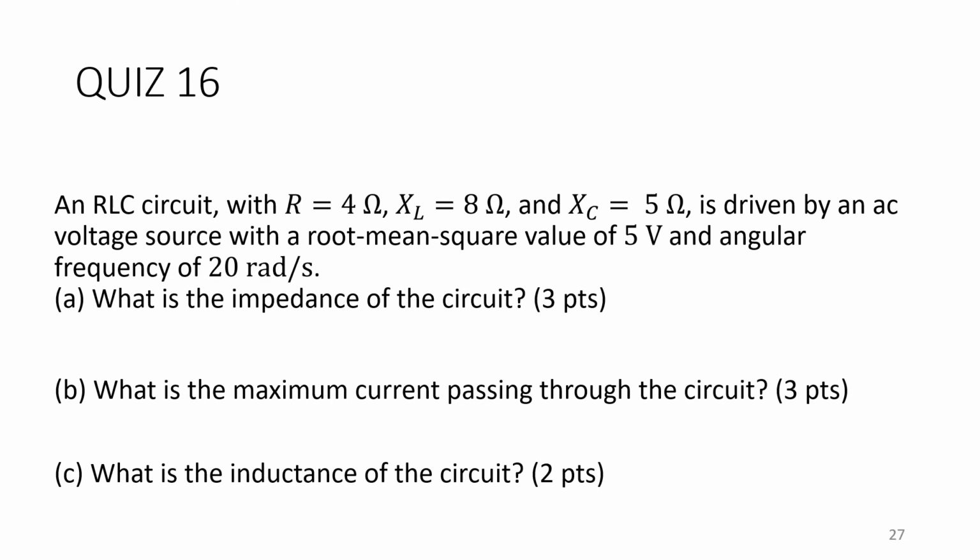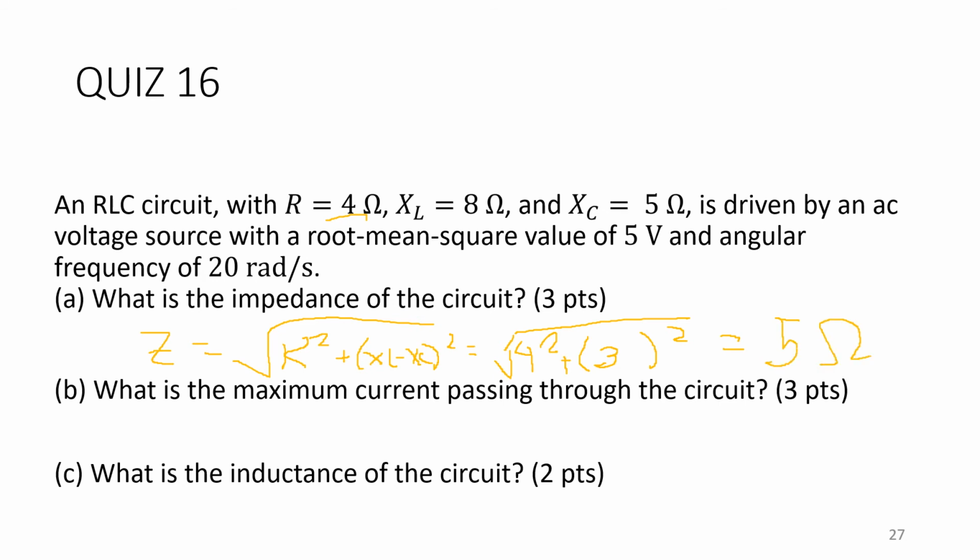Now, in getting the impedance, note that XL and XC, the reactances, are already explicitly given. There's no need to multiply by omega anymore. So if we're going to calculate the value, we have Z is equal to the square root of R squared plus (XL minus XC) squared. Direct substitution gives us 4 squared, and XL minus XC, that's 8 minus 5, that's just 3, squared. It's a Pythagorean triple, so your Z should be equal to 5 ohms.